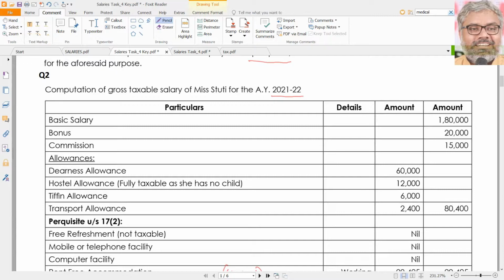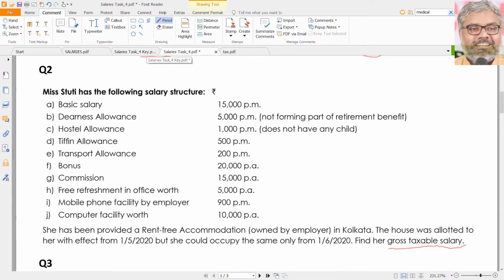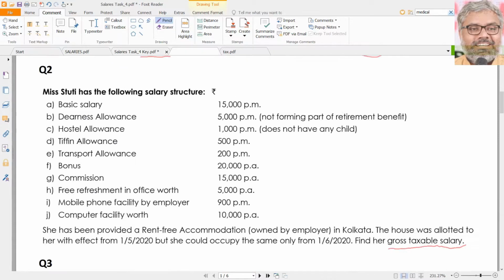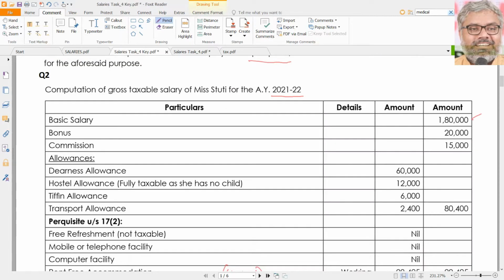So what are the things which are part of the salary, income from salaries? That all has to be taken here. So basic salary 15,000 per month. So naturally 1,80,000 per annum. DA 5,000 per month. Not forming part of retirement benefit, does not matter. That also is taxable. DA is always taxable whether it forms part of retirement benefit or not. Only thing is, it may not be included for the purpose of salary while computing something else. But is it taxable? Of course taxable. Whether it is forming part or not forming part, it will be taxable. 5,000 per month means definitely 60,000 per annum.